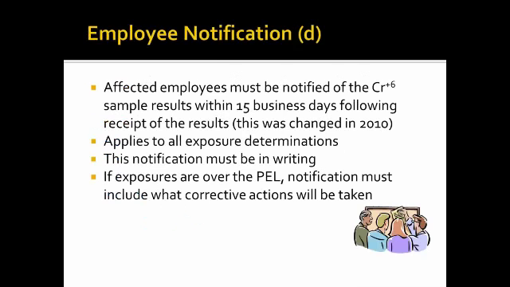One big change that occurred since the last time we did this webinar, and this happened in 2010, is that OSHA expanded the employee notification of sample results to 15 days for all samples. The original standard said you only had to do that if they were over the PEL, but this was changed in 2010. So there's a uniform notification of 15 business days following your receipt of the results. The notification must be in writing, and this is one that I don't see folks doing very often. If the exposures are over the PEL, that notification is supposed to include the corrective actions that will be taken.